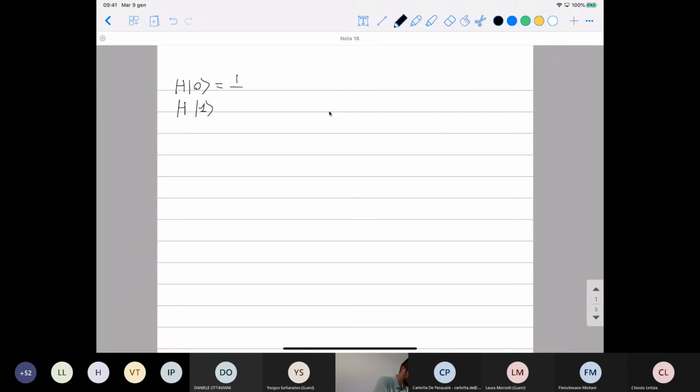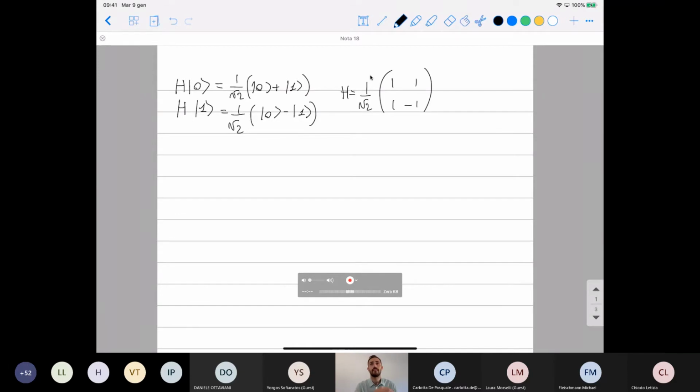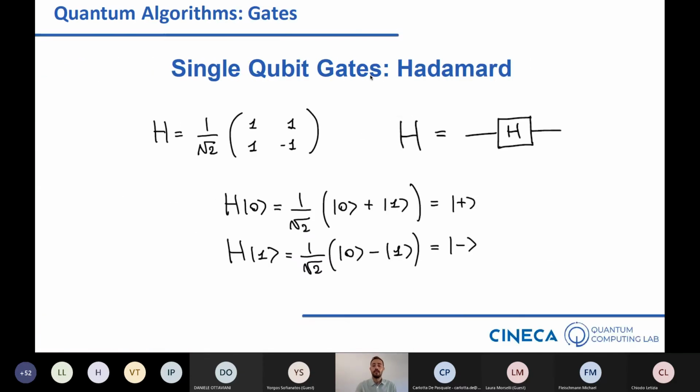Equal to 1 over square root of 2, 0 plus 1, and 1 over square root of 2, 0 minus 1, because H is equal to 1, 1, 1, minus 1. Okay. I suggest you write something like this and have it in front of you, because it's important for the rest. Okay.